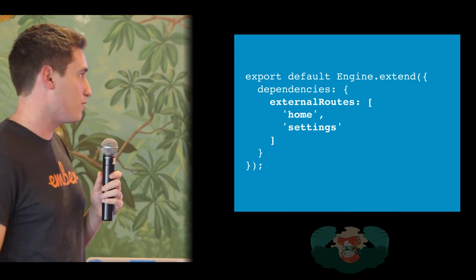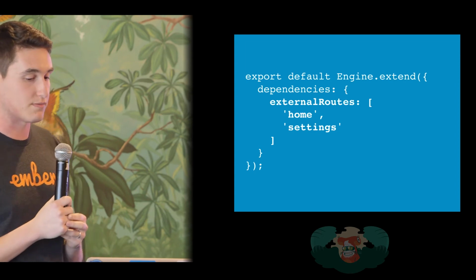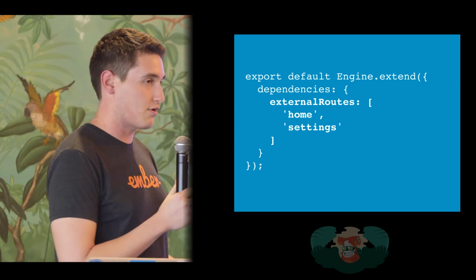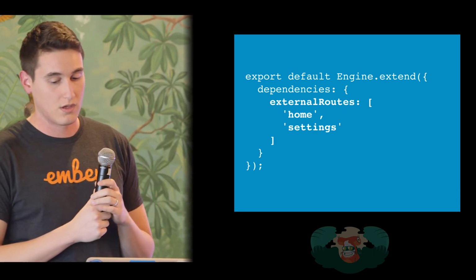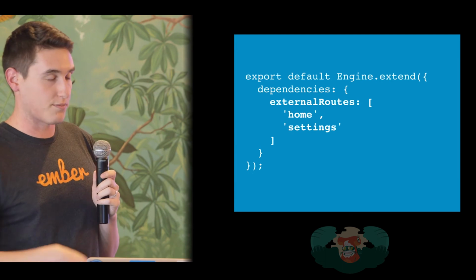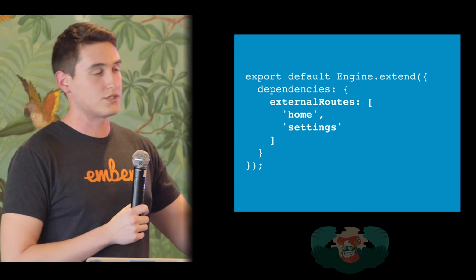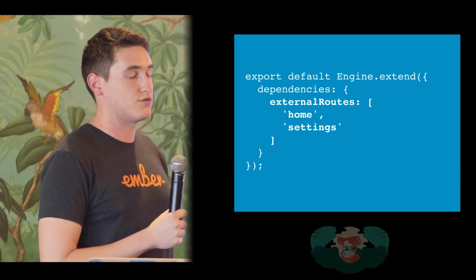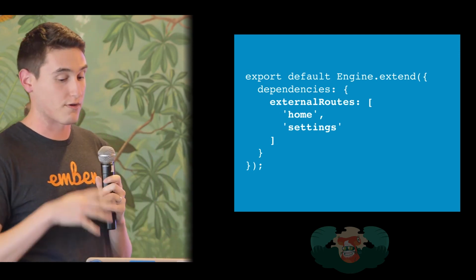To see this, we need to see a second part of the implementation, and that is that your engine has to define external routes as dependencies. So here, our engine is defining two simple routes, home and settings. Those of you familiar with engines know that you can also specify services as dependencies, which the consumer is then responsible for fulfilling. In the same way, you can specify these external routes, and your host is responsible for fulfilling them.